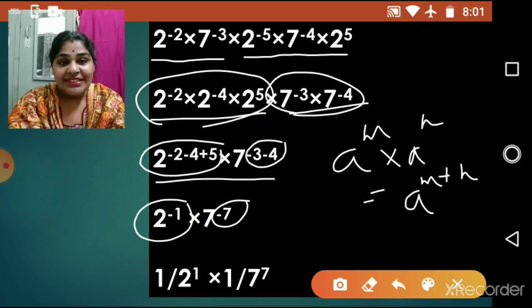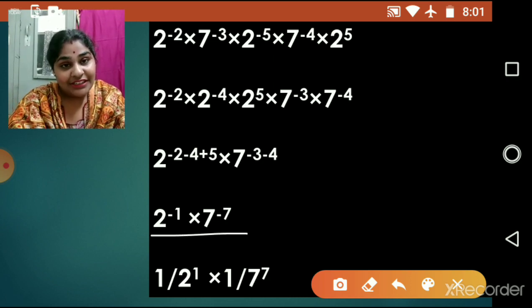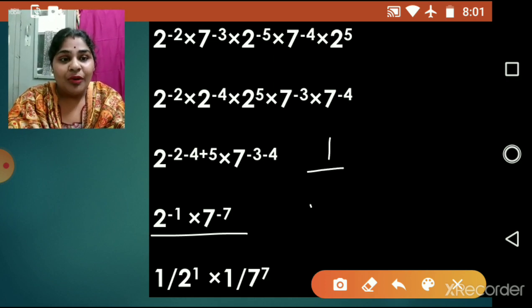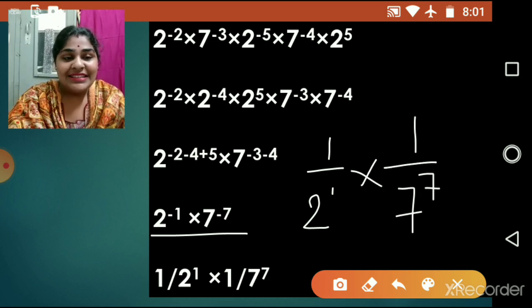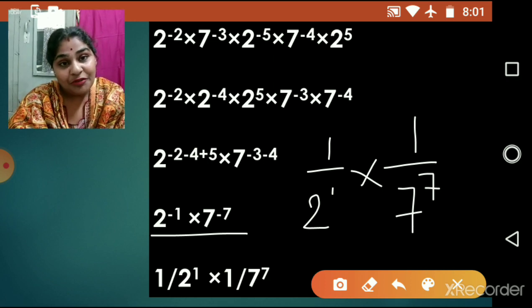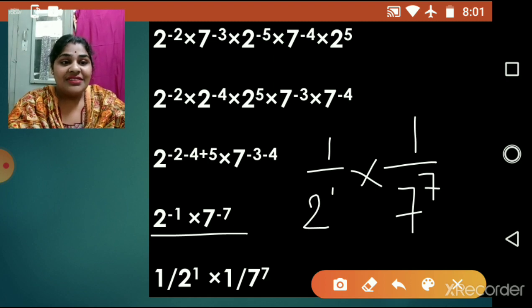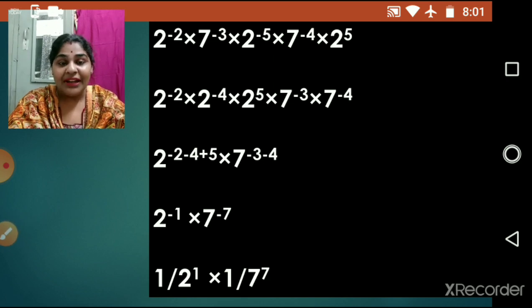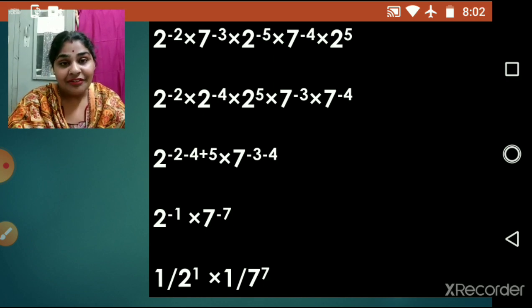Now at this step, the exponents are negative. To make them positive, we will take the reciprocal. So we will write 1 upon 2 raised to 1 multiplied by 1 upon 7 raised to 7. And then if you have to simplify completely, simplify and write the answer. So this is how, children, there are a few basic things you have to keep in mind, which make solving the sums easy. When it is in division form, bring everything into multiplication in the numerator, and it will be easy.